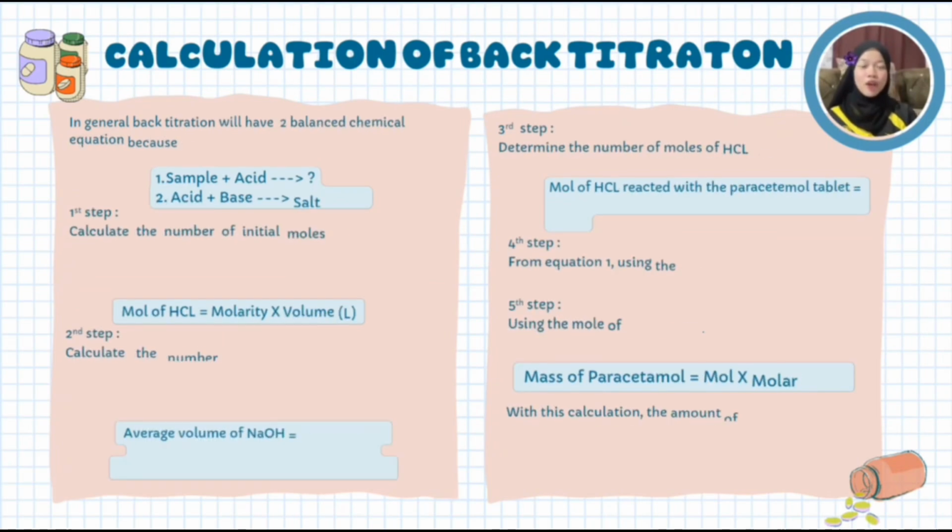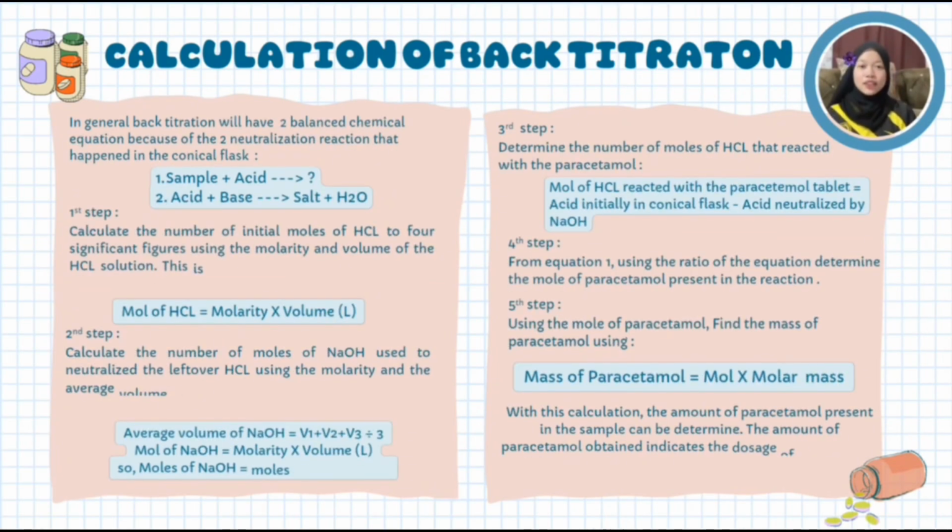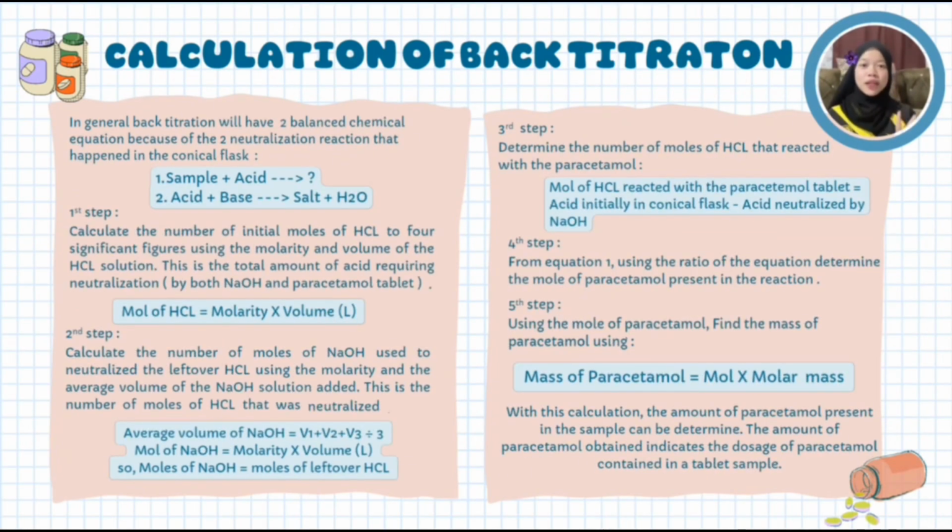This is how calculation of back titration can be done. In general, back titration will have two balanced chemical equations because of the two reactions that happen in the conical flask. After both of the equations are determined, then you can step into the calculation. First step is to calculate the number of initial moles of hydrochloric acid to 4 significant figures using the molarity and the volume of the hydrochloric acid solution. This is the total amount of acid requiring neutralization by both the sodium hydroxide and the paracetamol tablet.